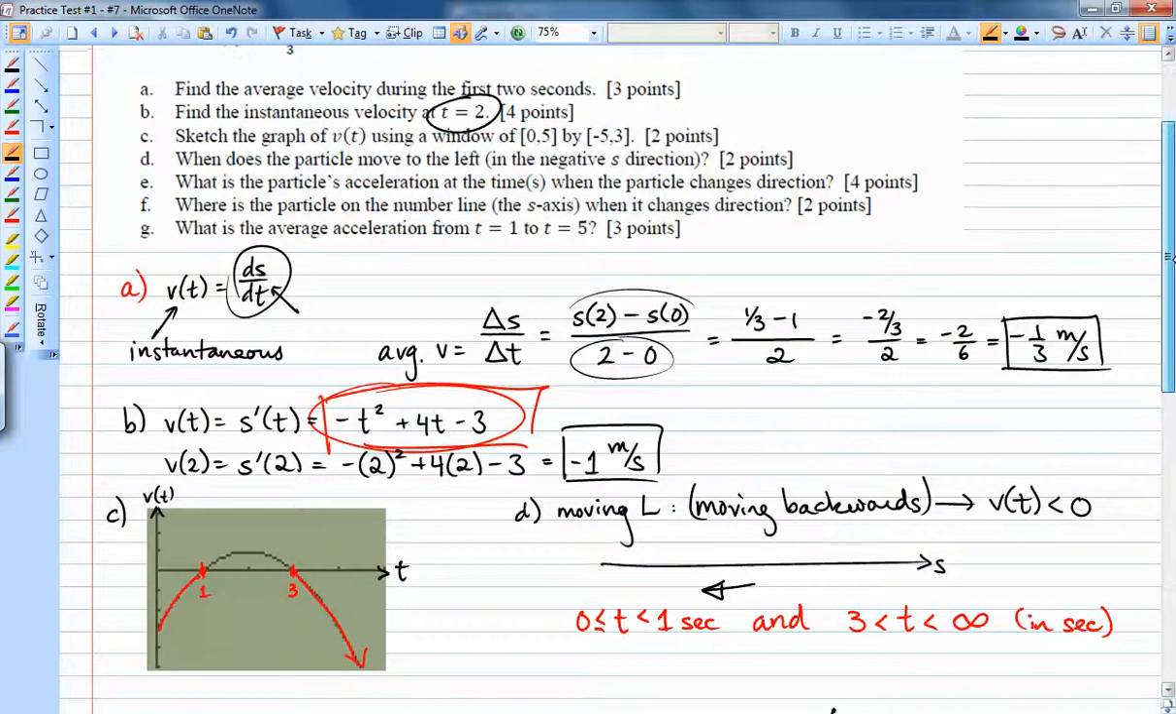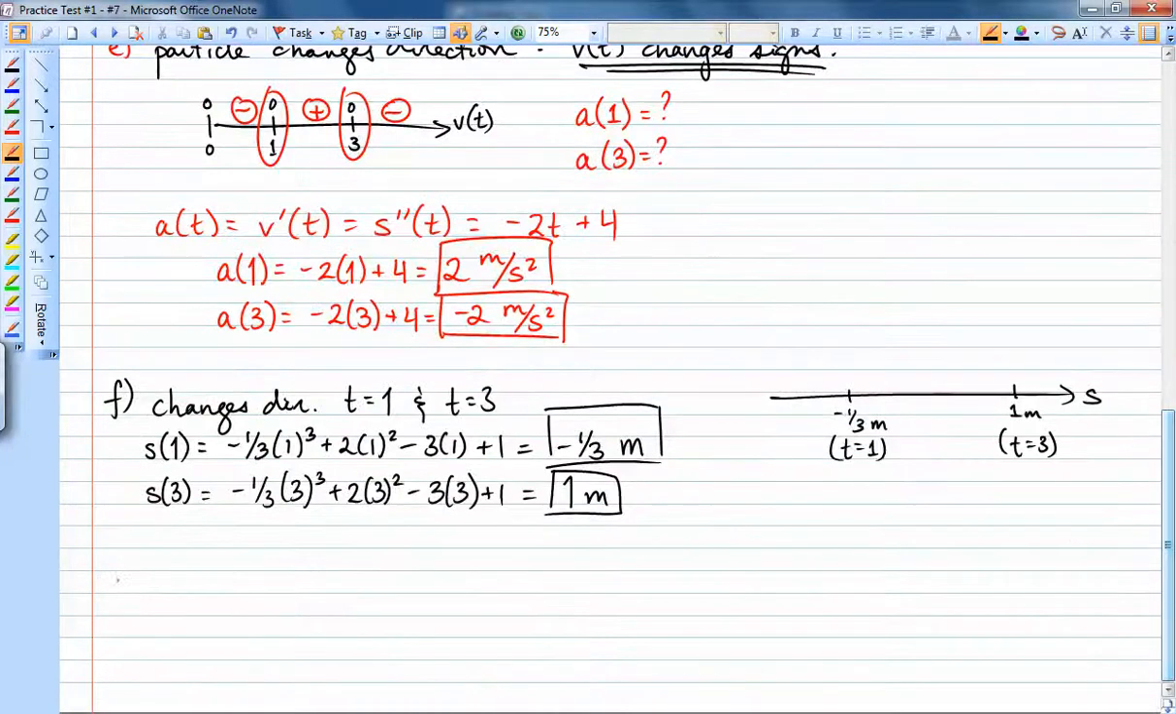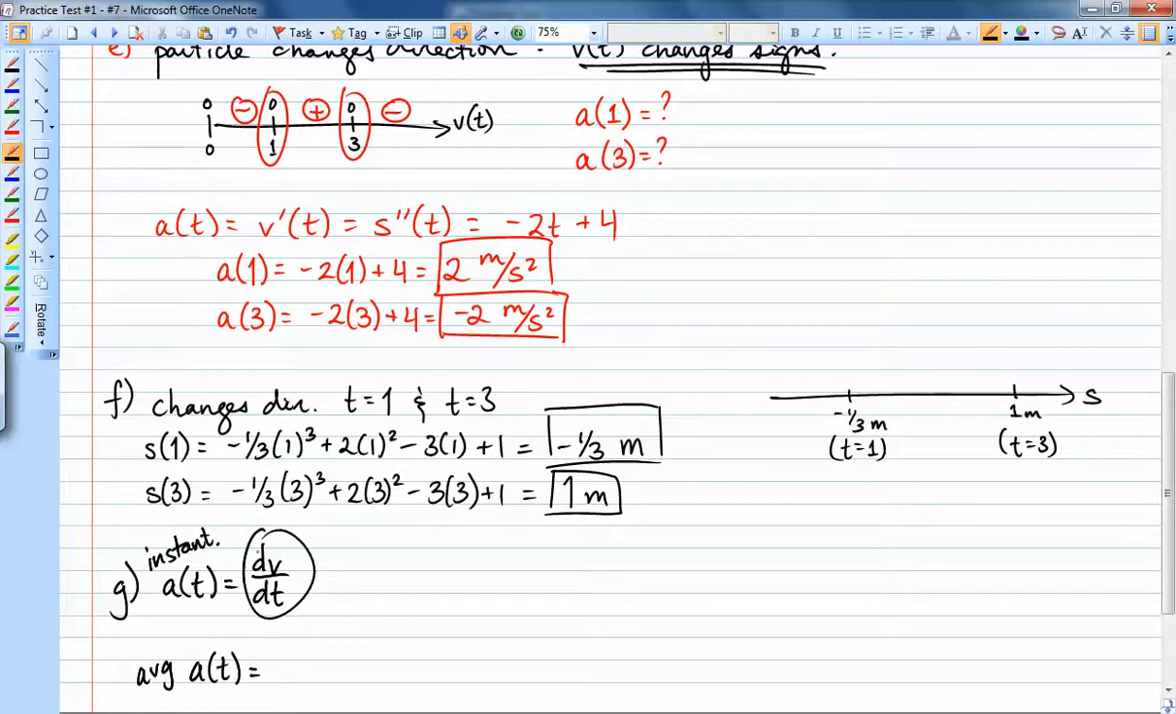Let's see, what's next? Okay, what's the average acceleration from t equals 1 to t equals 5? Okay, so instantaneous acceleration is the slope of the tangent of the velocity graph. That's instantaneous. If we want average acceleration, then I don't want to take the derivative of v. I don't want the slope of the tangent line. I want the slope of the secant line. So I'm going to take a regular slope instead.